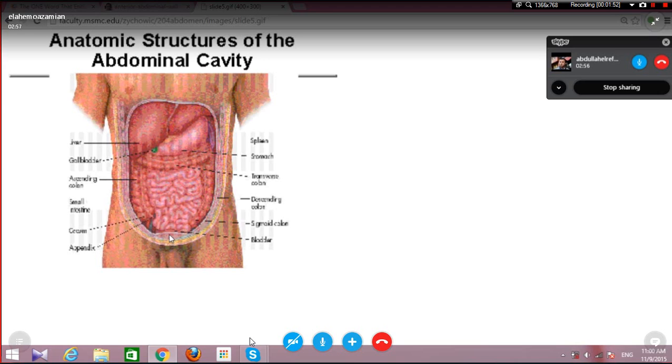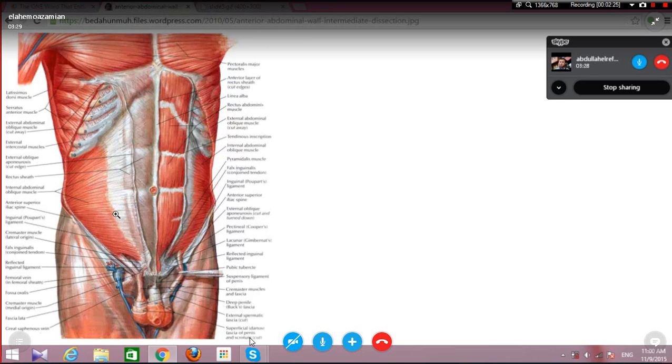So let's talk about borders of the cavity. It's located between diaphragm and the entrance of pelvic, which is called pelvic inlet. How is it separated from thoracic cavity? Diaphragm. How is it separated from pelvic cavity? It's not separated, it's continued to the pelvic cavity, right?